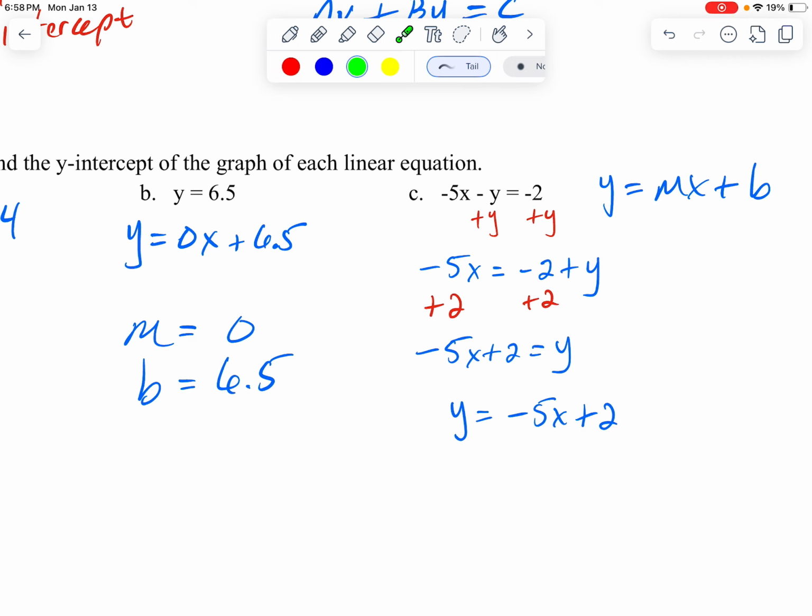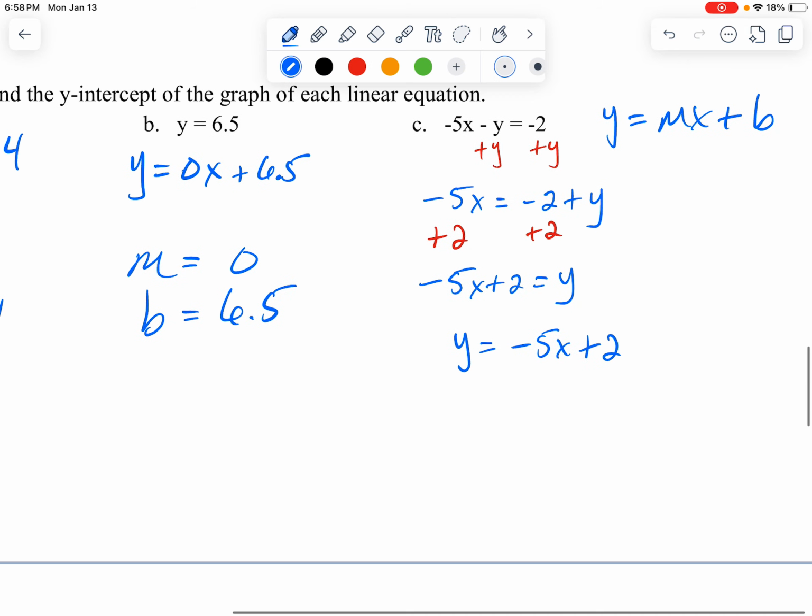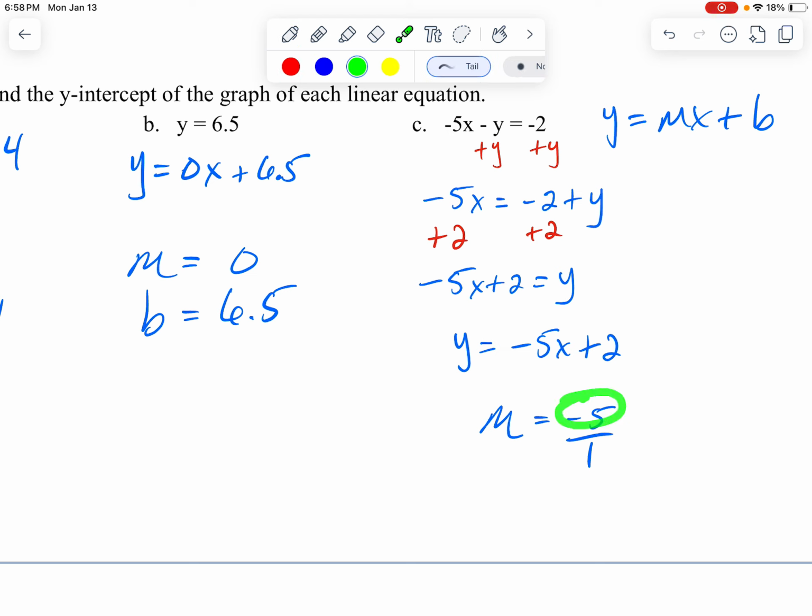And again, now it's in slope-intercept form, so it's really easy to pick out my slope is negative 5. My y-intercept is positive 2. Be careful here with your slope. A lot of students tend to say that the slope is negative 5x, and that's just not true. The x is not part of the slope. It's the number attached to that x. And again, I always like to write it as a fraction, so we remember that this is the rise and this is the run. And then our y-intercept is positive 2.